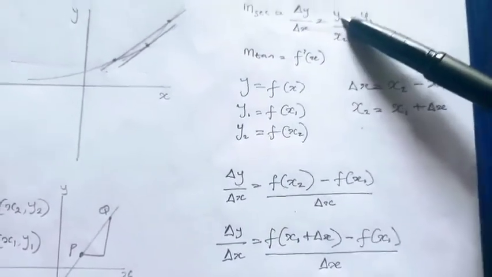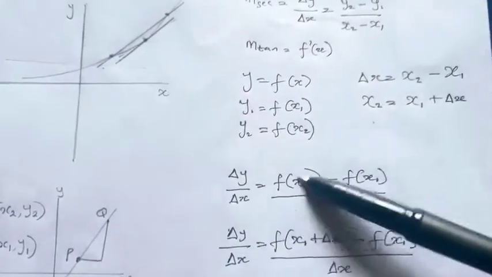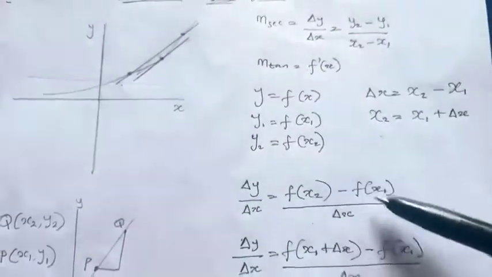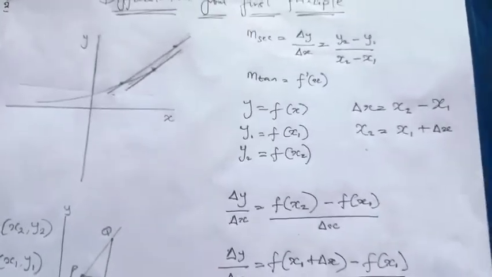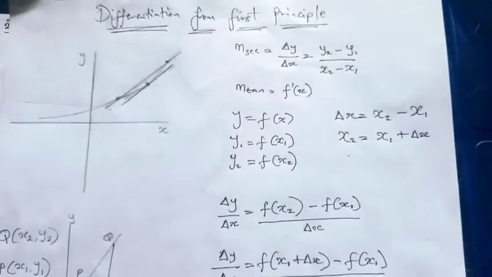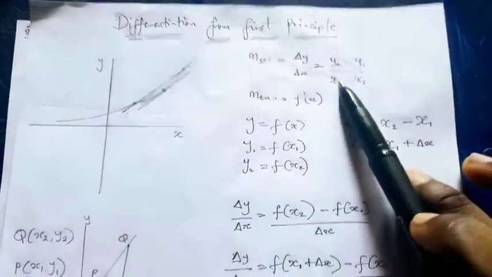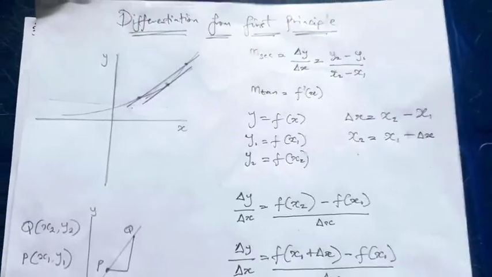Now, for my y2, recall I have replaced it with f of x2, which is what I have done here, and my y1 I replace with f of x1. So you can see that I am not changing anything here. The equation still remains the same. So all divided by my x2 minus x1, which is simply the change in x, and that is what I have written here.